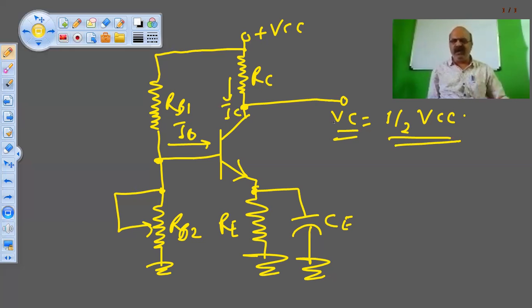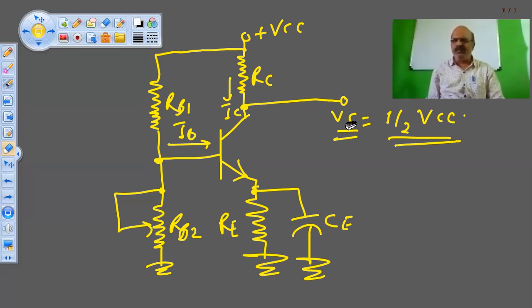Still I have not applied any signal to this circuit. Now I want to apply the signal to the circuit because I want to use this circuit as an amplifier. So before using it as an amplifier, I should make these arrangements.